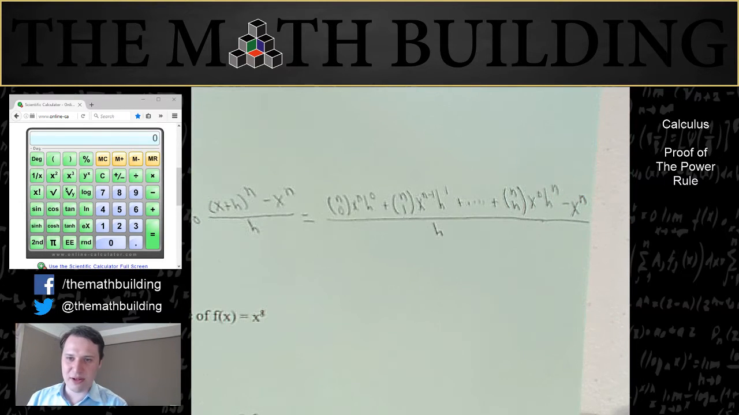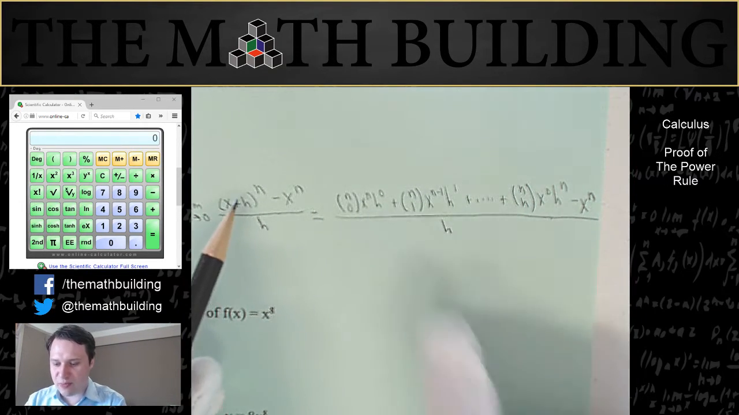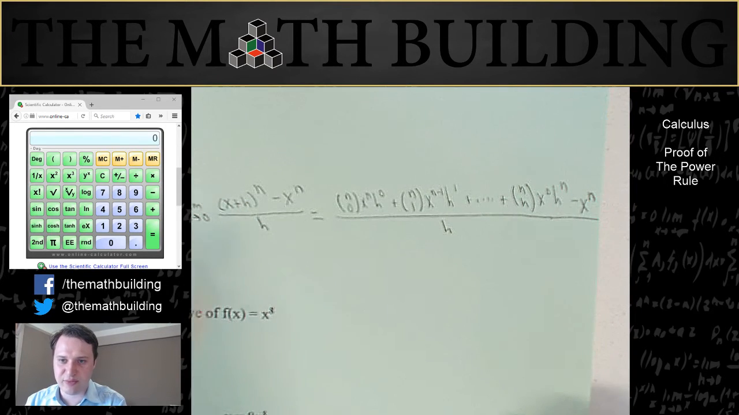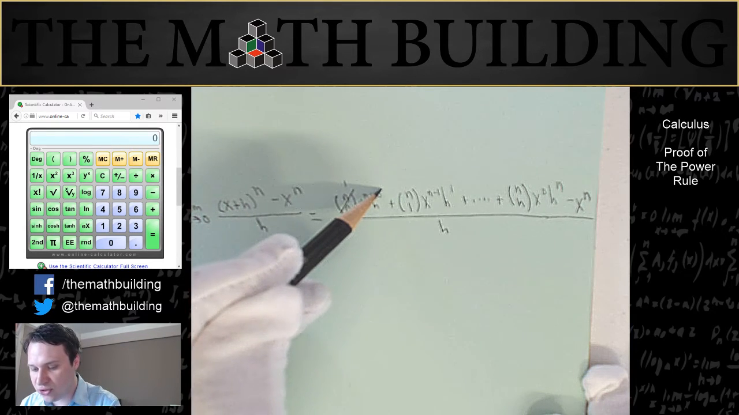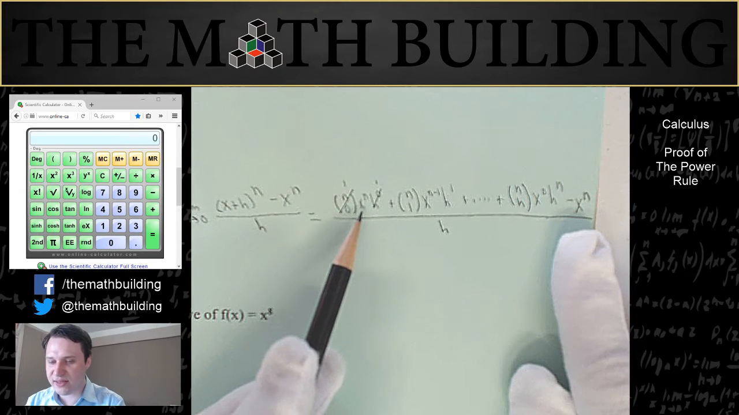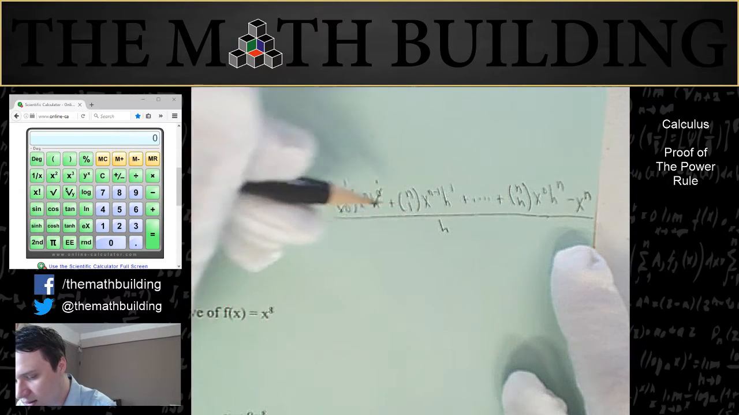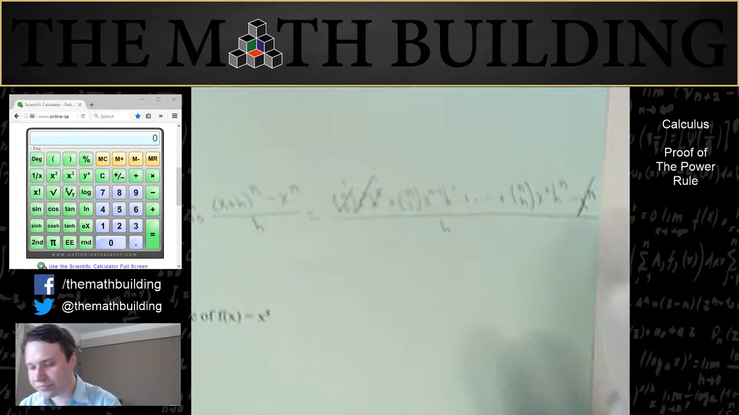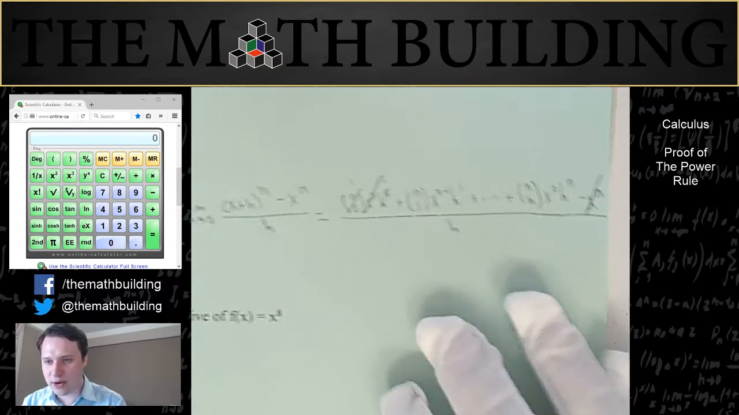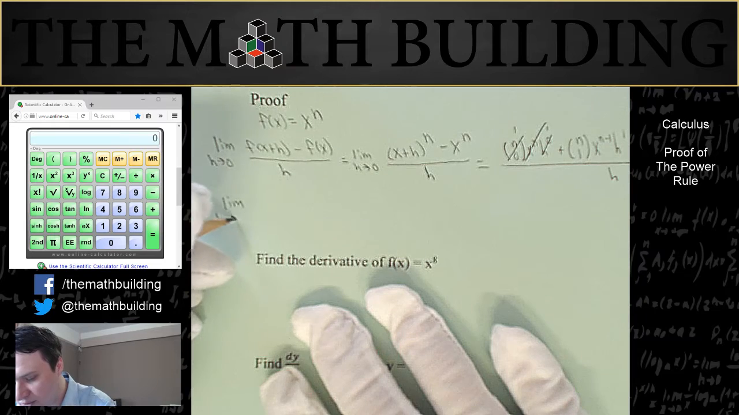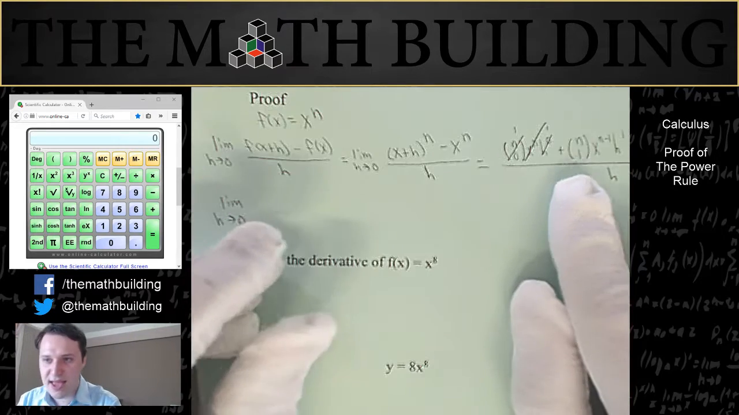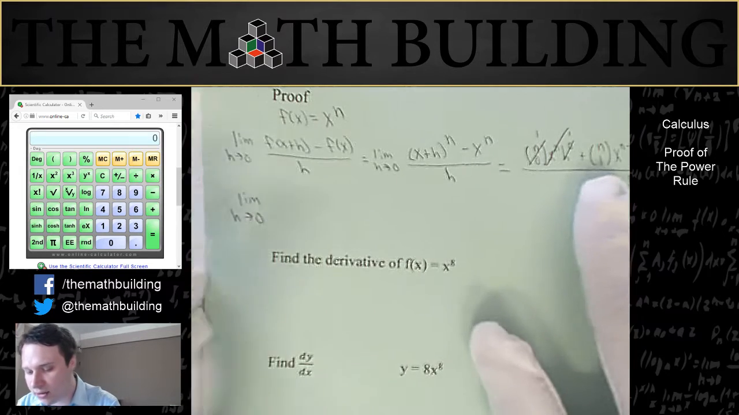I know that might be a little bit confusing, but basically this first part, from here to here, is just the expansion of x plus h to the n. Then we take off x to the n, and that's over h. So let's simplify this a little bit. n choose 0 is just equal to 1, and h to the 0 is just equal to 1. So you see that I have x to the n minus x to the n, and those just cancel. By the way, n choose 1 is just n, so let's rewrite this. The limit as h goes to 0, n choose 1 is just n.